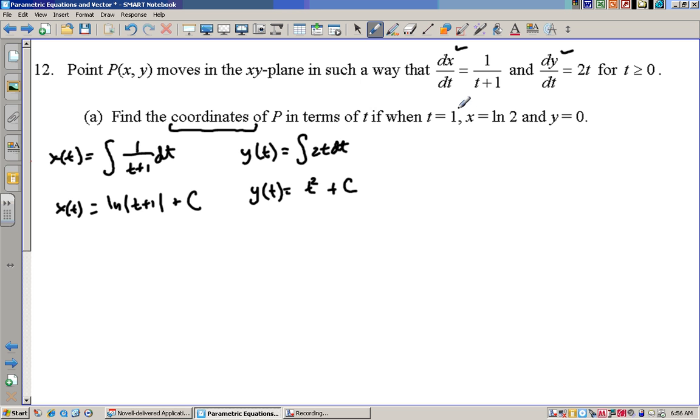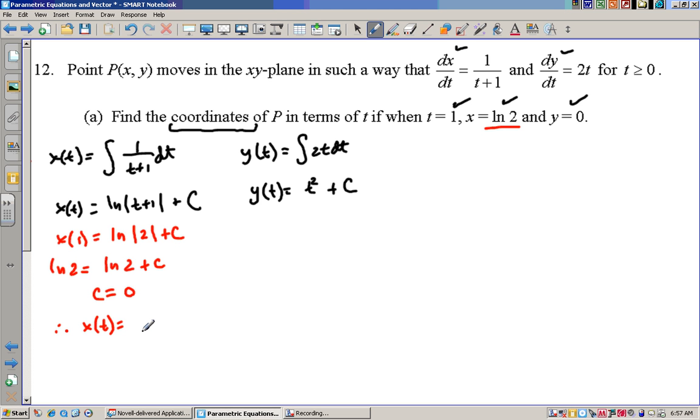What can I do with what I have? It says t equals 1, x equals natural log of 2, y equals 0. So what that means is that when t equals 1, x of 1 equals natural log of 2 plus c. And it told me that x was the natural log of 2. So that means that the natural log of 2 equals the natural log of 2 plus c, or in other words, that c equals 0. Therefore, x of t is going to equal natural log of t plus 1.